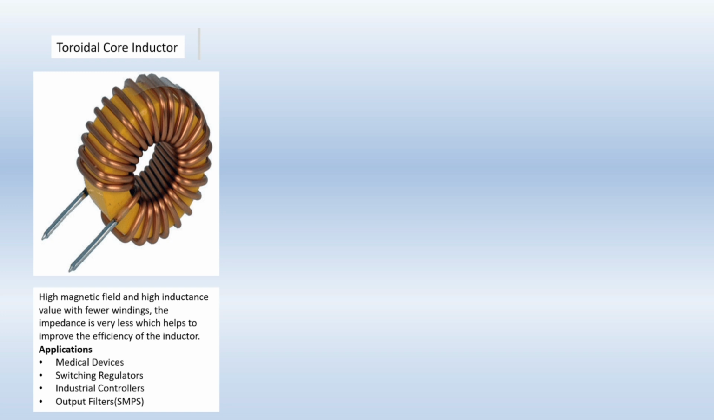Next we have the toroidal core inductor. As you can see, a copper wire is wrapped around a donut shaped core, and it gives a very high magnetic field and very high inductance with very few windings only. So this type of inductor has very low impedance and very high efficiency. They are used in medical devices, in switching regulators, in industrial controllers, and as output filters in SMPS, switch mode power supply.